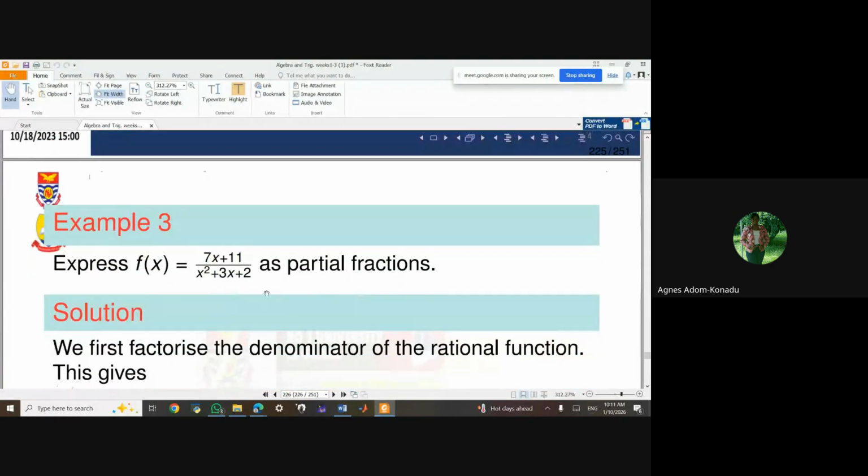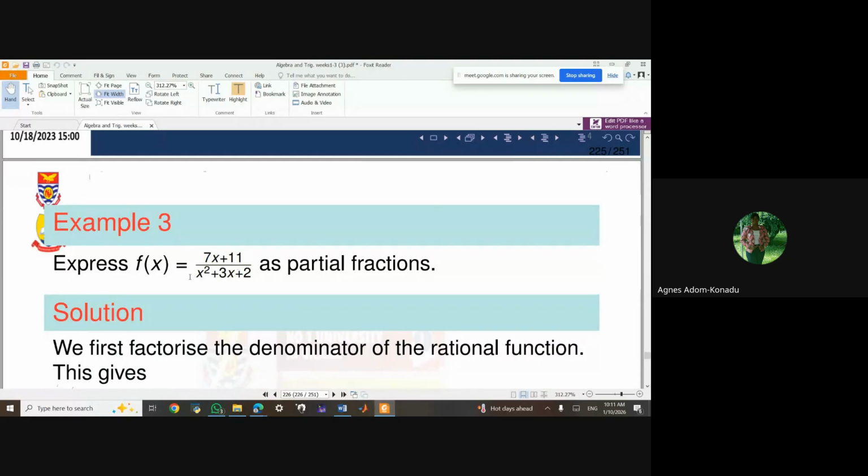So for example, I have 7x plus 11 over x squared plus 3x plus 2, and I want to decompose this into partial fractions. I have to look at the degree of the numerator and the degree of the denominator. Here, the degree of the numerator is 1, the degree of the denominator is 2. So the degree of the numerator is less than the degree of the denominator. So that one is satisfied.